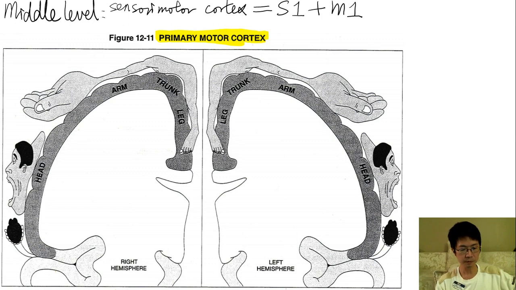And then, the M1 primary motor cortex, what I want to bring up is that the M1 primary motor cortex is part of the middle level motor control. Another one that also belongs to the middle level motor control is the premotor cortex.